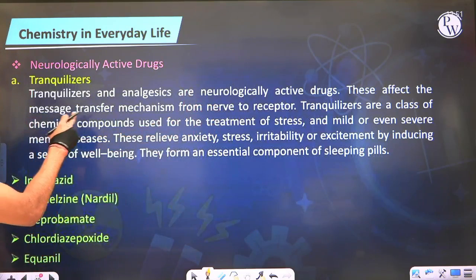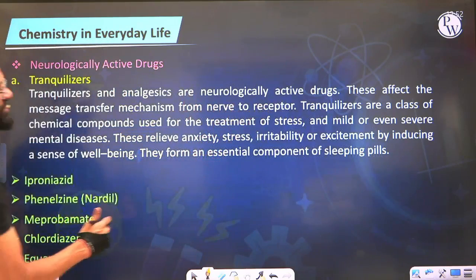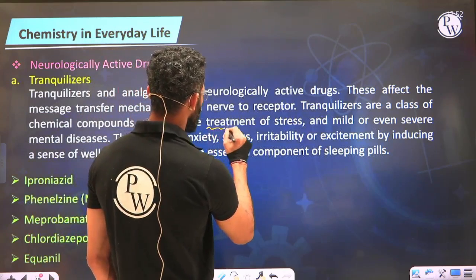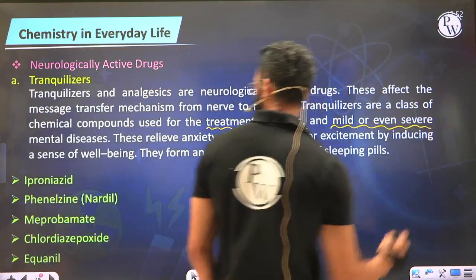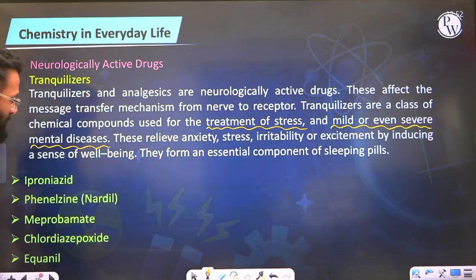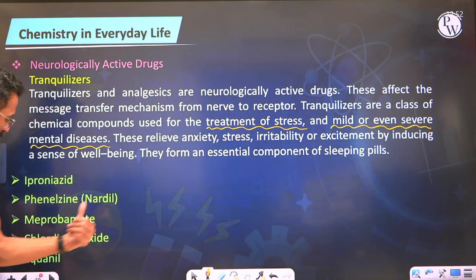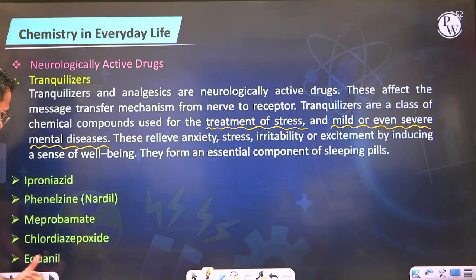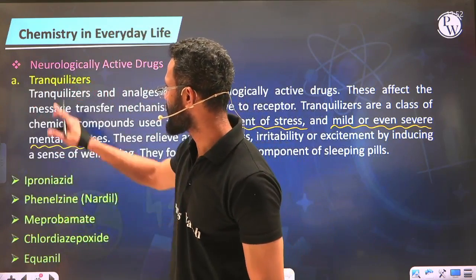These affect the message transfer mechanism from nerve to receptor, and tranquilizers are the class of chemical compounds which are used for the treatment of stress or mild or severe types of mental diseases. Alright, so here are some examples of tranquilizers which we'll have to learn. Iproniazid, phenelzine, which is also known as Nardil, meprobamate, chlordiazepoxide, and Equanil, and along with this you can also add Valium. So guys, these all are examples which belong to the category of tranquilizers.